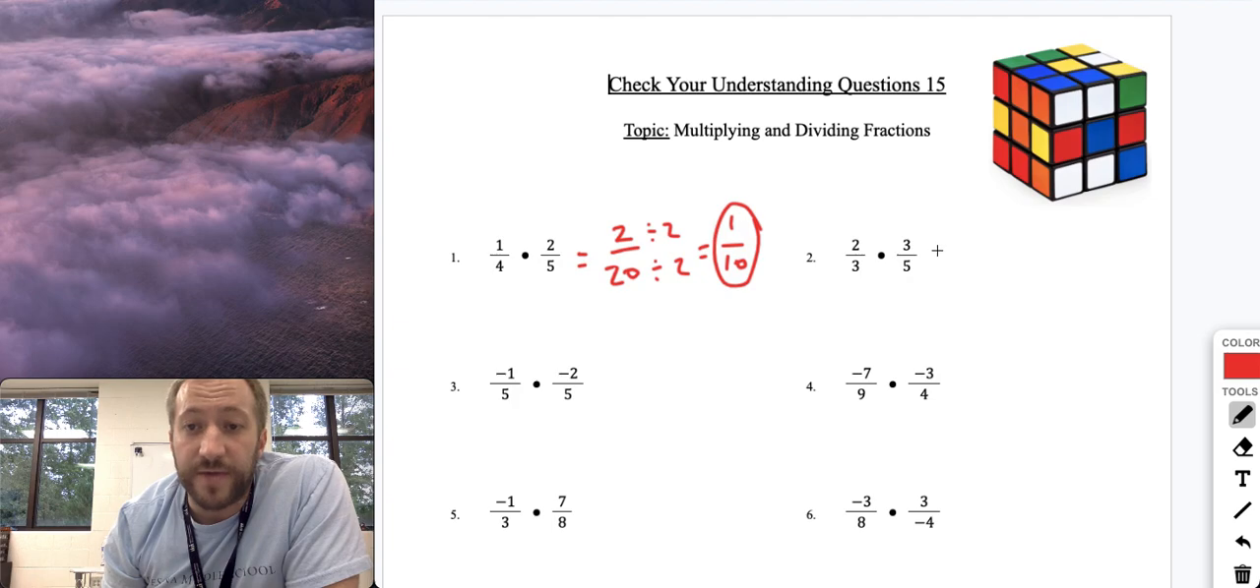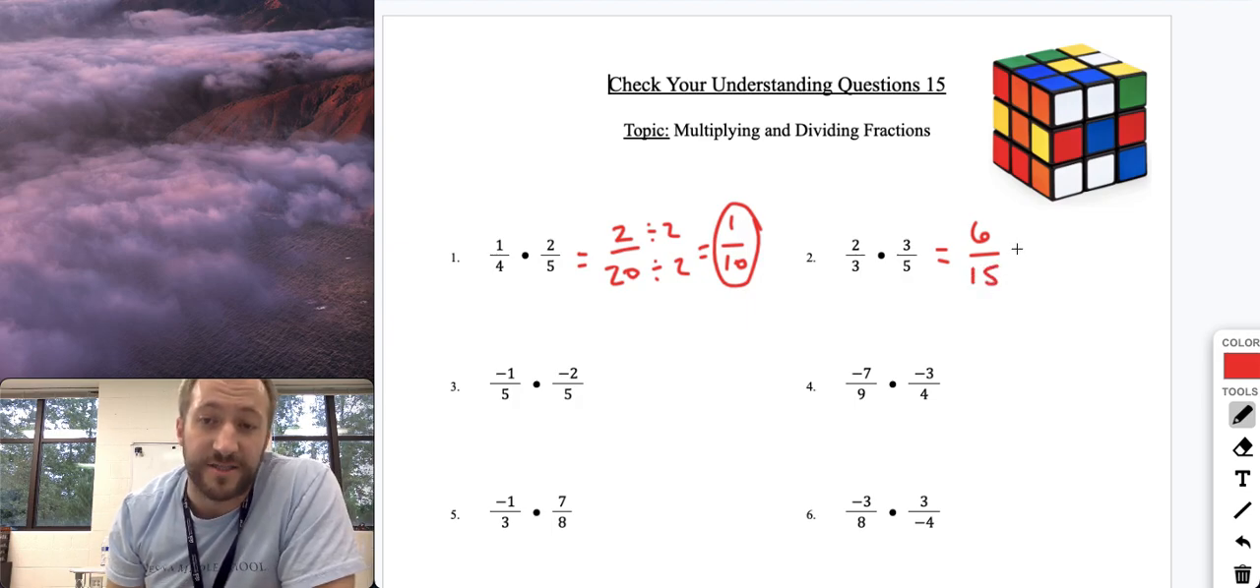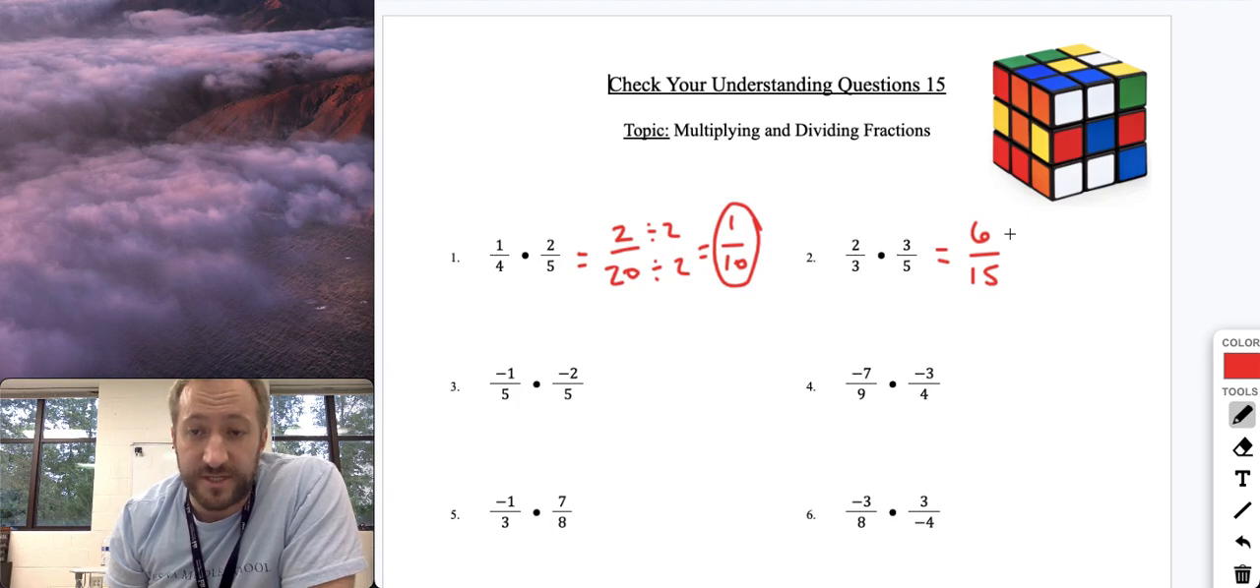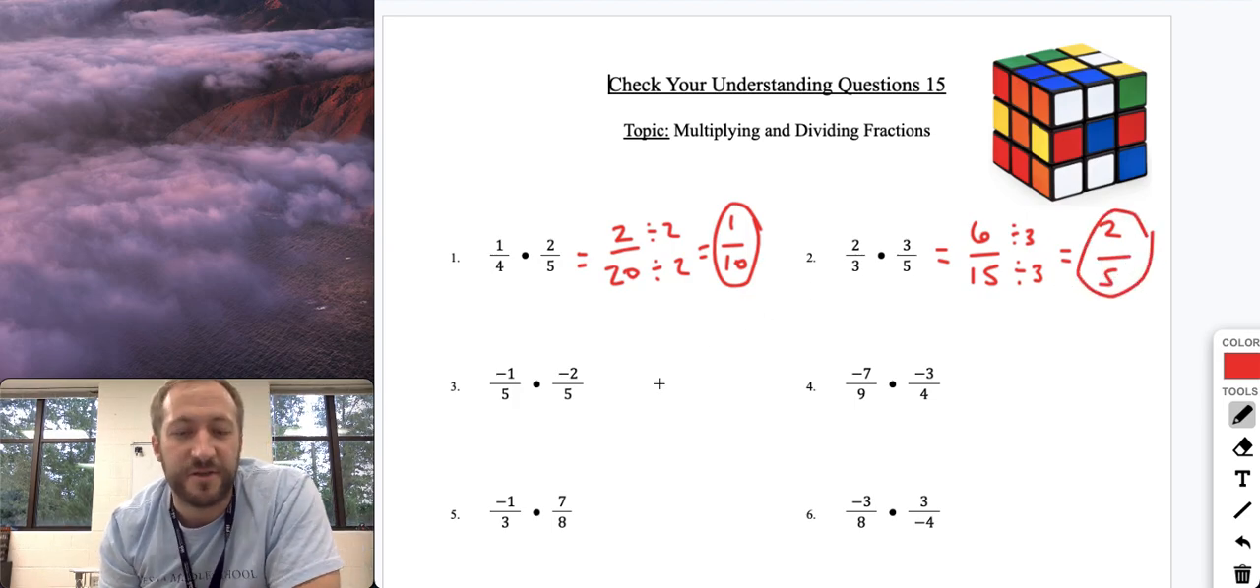Look at the next one. I got a multiplication problem. Excellent. I get to multiply the numerators. 2 times 3 gives me 6. 3 times 5 gives me 15. And now I just have to check if I can simplify. These both have a GCF of, let's see, what goes into 6 and into 15? Oh, 3. Perfect. I'll divide both of these by 3. 6 divided by 3 gives me 2. 15 divided by 3 gives me 5. And that's it. Wow.